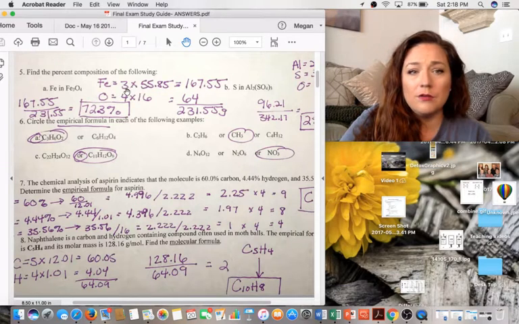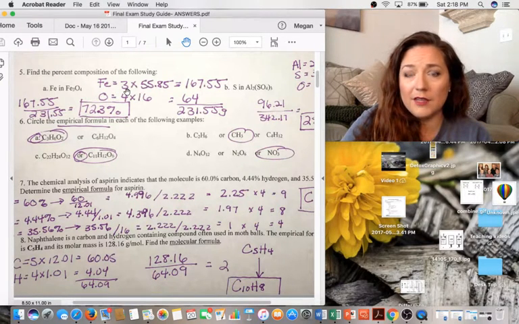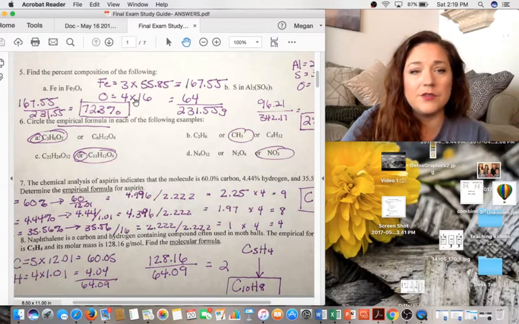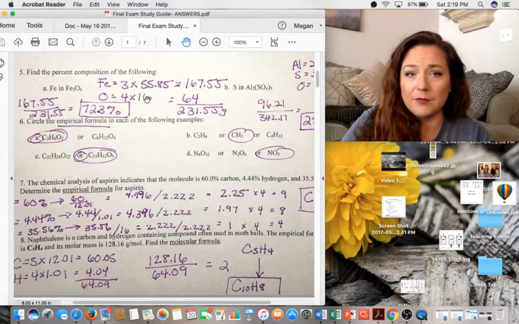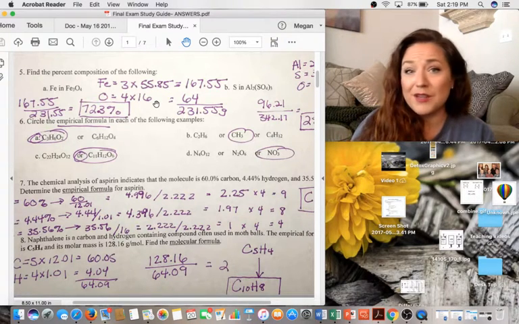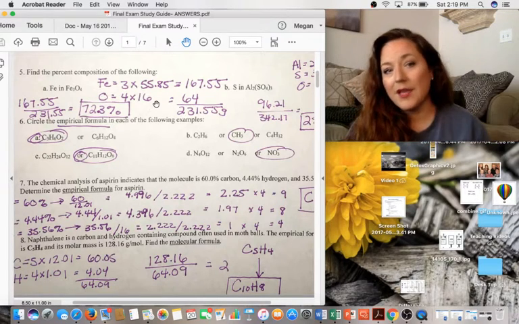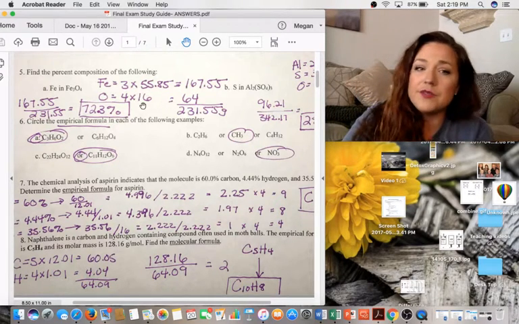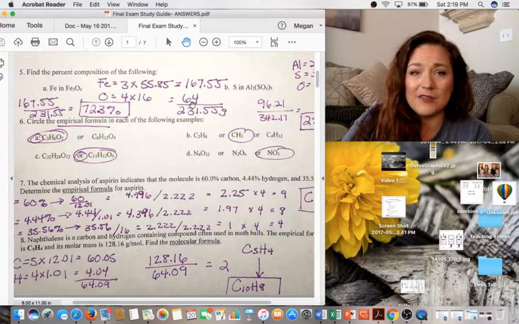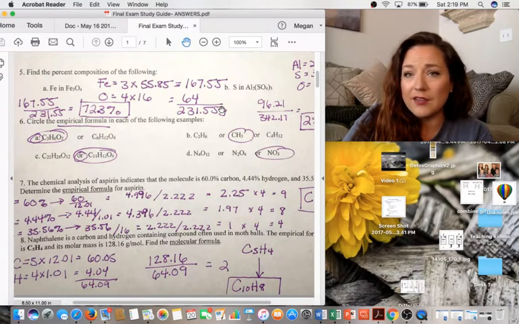So I have 3 Fe's, so I times it by 55.85, and I get 167.55. Then I have to do it for oxygen. So 4 times 16, which again, 55.85 and 16, I just found them on the periodic table. Just look at your periodic table and you're able to get those numbers. So 4 times 16 is 64. I add them all together, and that's 231.55 grams.